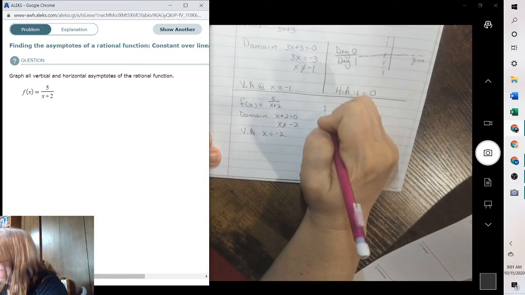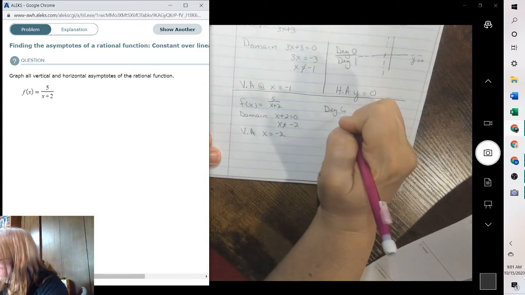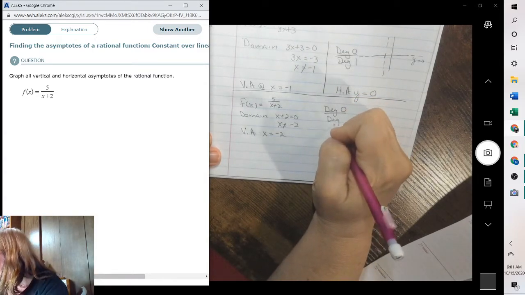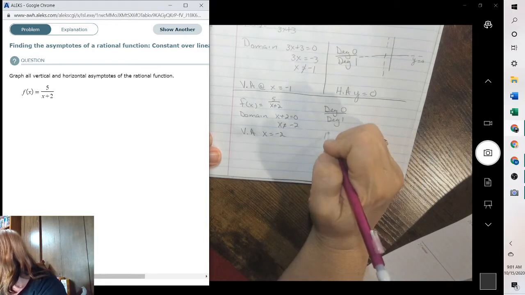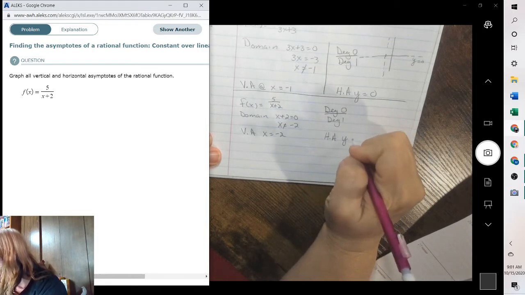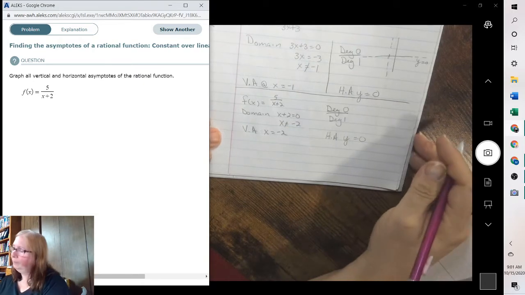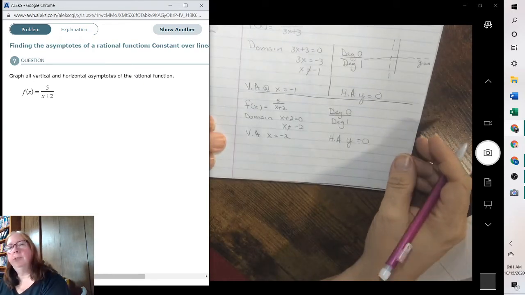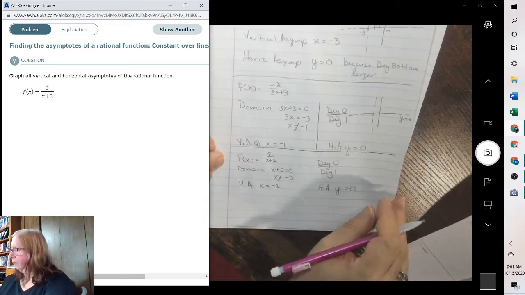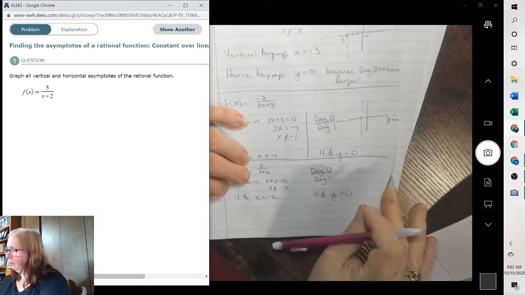To find the horizontal, we look at the degree on the top, which is 0, the degree on the bottom, which is 1, and our horizontal asymptote is y equals 0. So that's all that's to these ones. Let's look at the next set.